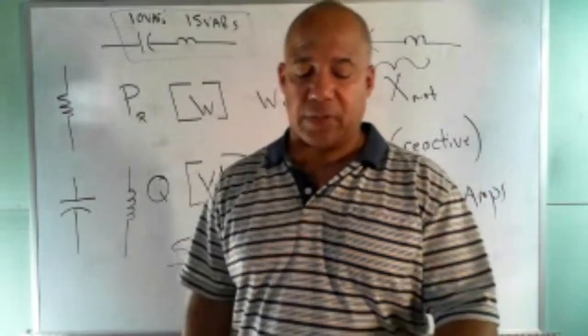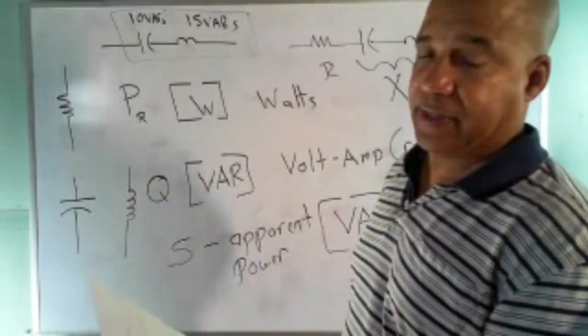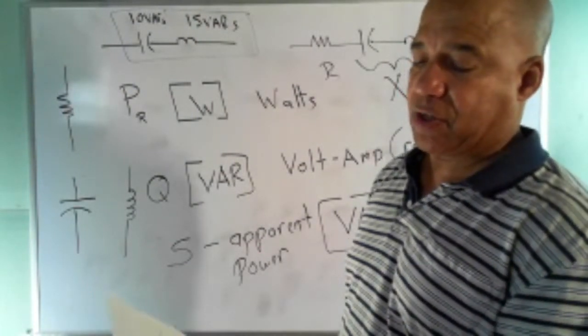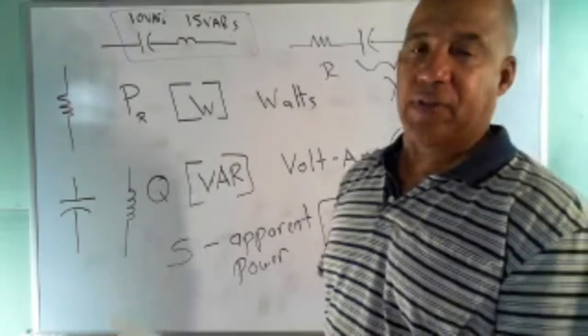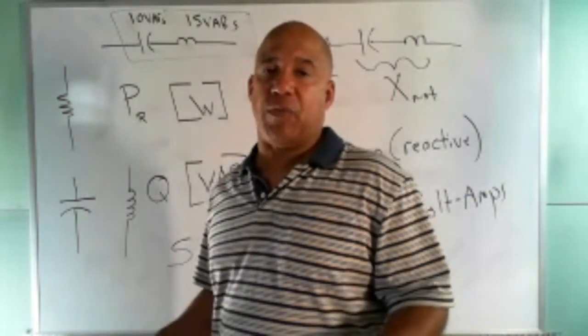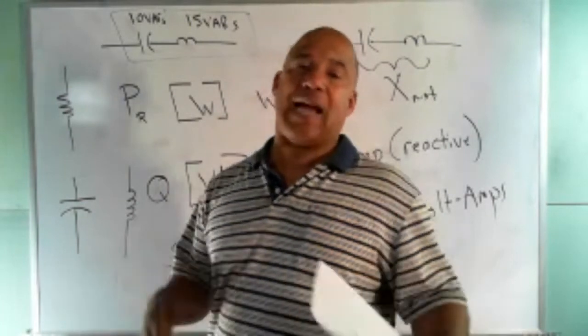But notice the formulas there. That's what you learned about in DC. Power is I squared R, power is V times I cosine theta, or you can even use the other one where power is V squared over R. The same formulas that we used in DC apply in AC.